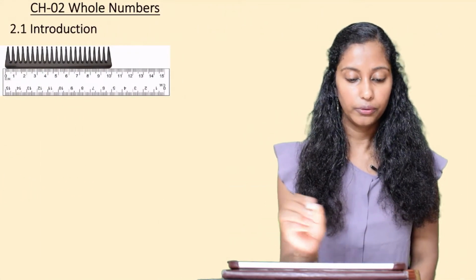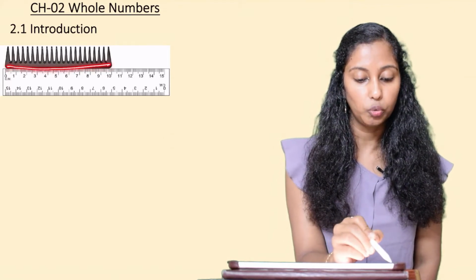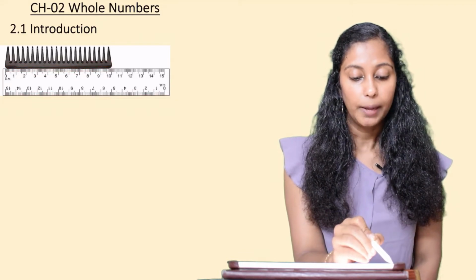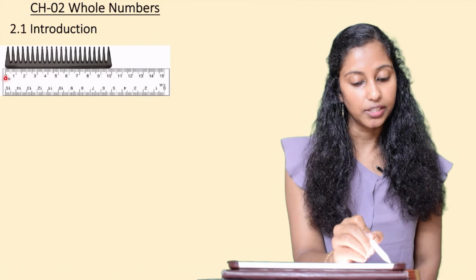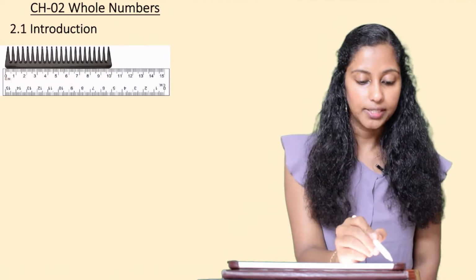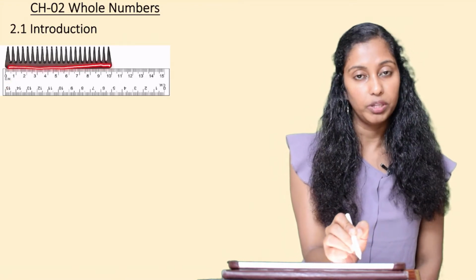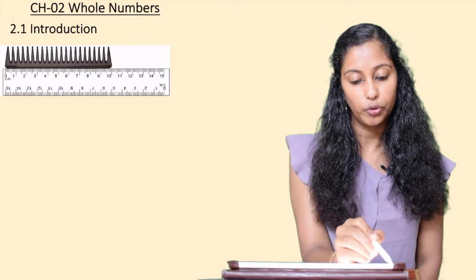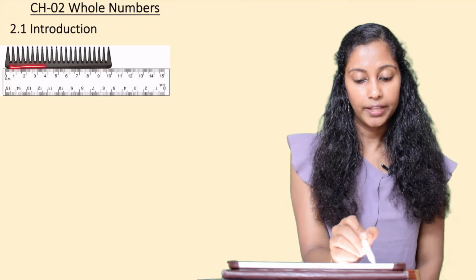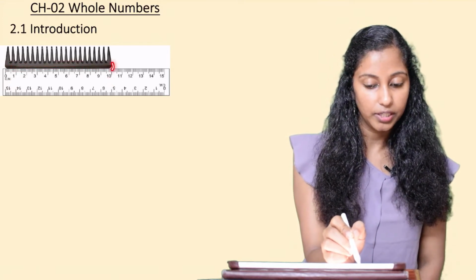Now here you can see there is a comb, and a comb is placed on a ruler or a scale. On the ruler you can see notations of numbers like 0, 1, 2, 3, 4, 5, 6 and so on in centimeters. When the length of this comb is to be measured, it is placed on a ruler starting from 0. So the length of this comb is 10 centimeters, because here you can see it goes till 10 centimeters.